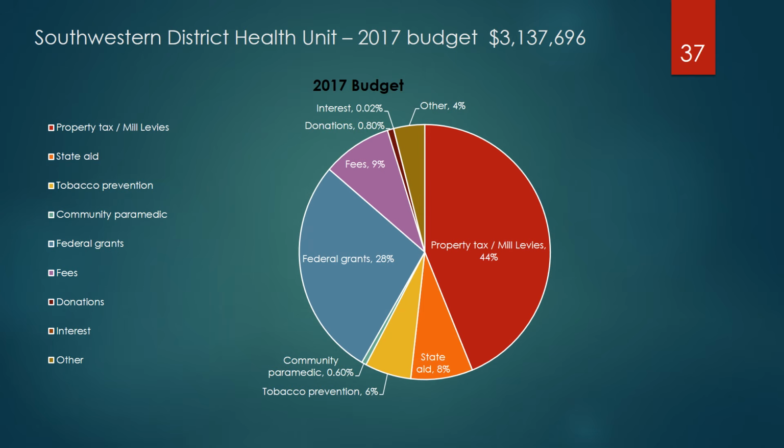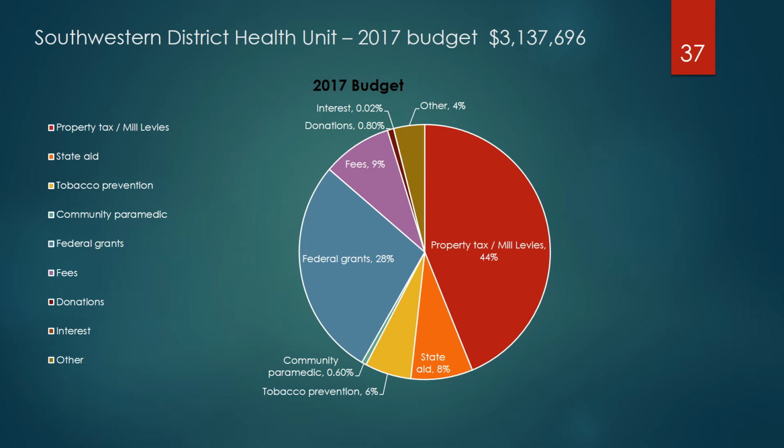This is an example of a local public health budget from 2017. This is from the Southwest District Health Unit with offices in Dickinson, North Dakota. 44% of their budget comes from local funding, property taxes, and mill levies, compared with 26% from the national NACCHO study. 28% comes from federal grants, essentially pass-through dollars from the State Department of Health versus 14% nationally. State aid that comes from the state's general fund makes up only 8% of their budget versus 21% nationally.